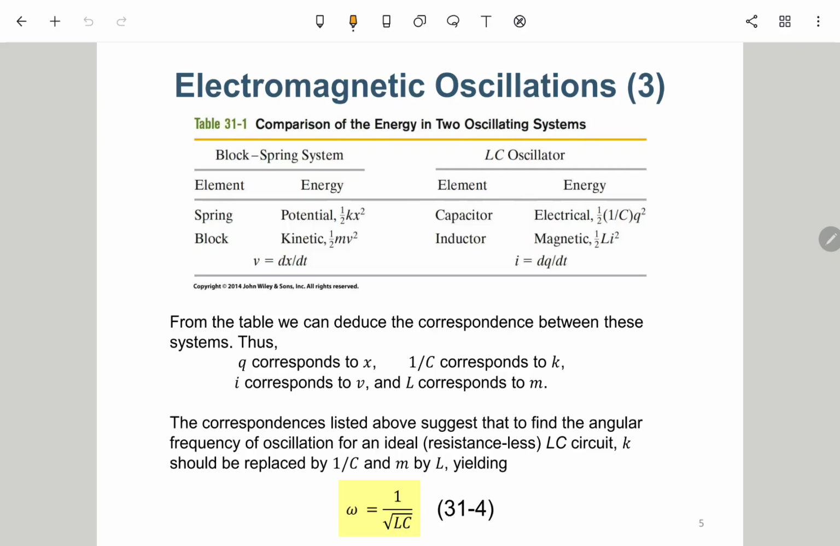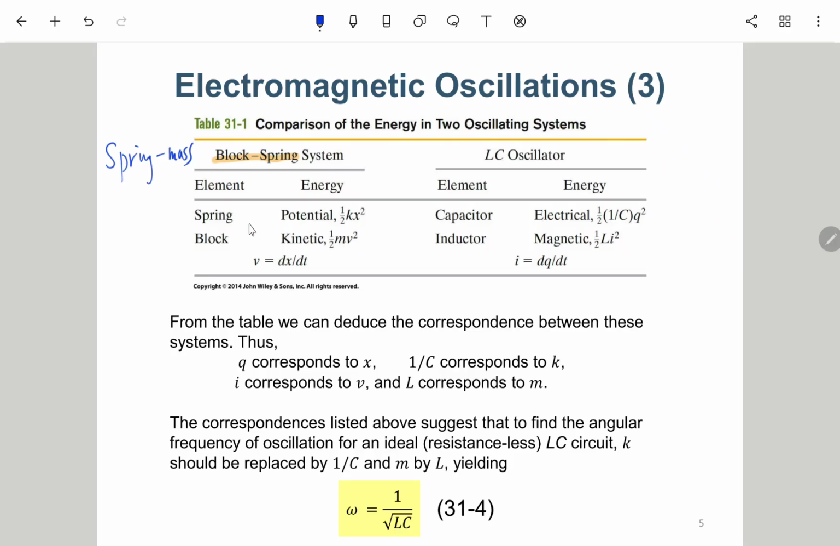So here is an analogy to what the textbook calls a block spring system. I tend to call it a spring mass system, although they are referring to the same thing. So for this block spring system and also the LC oscillator, there are some similar things, at least inside the mathematics.